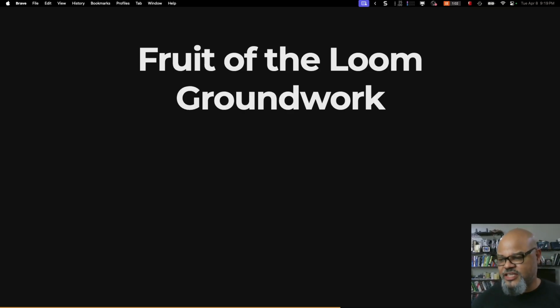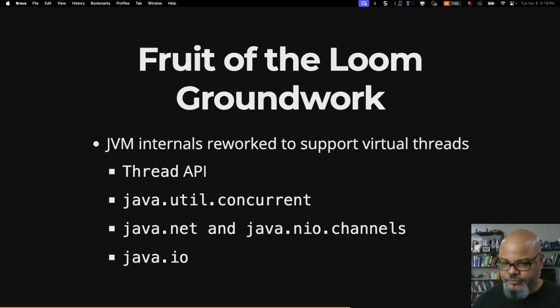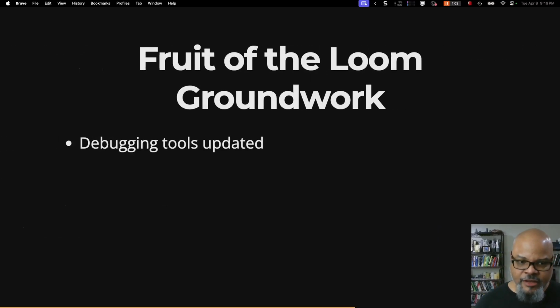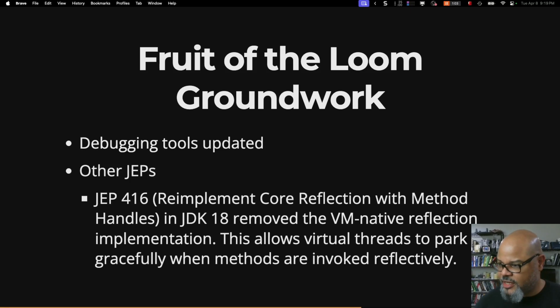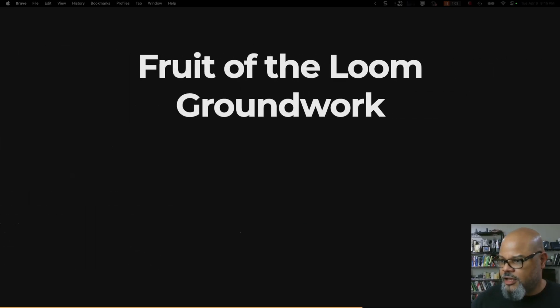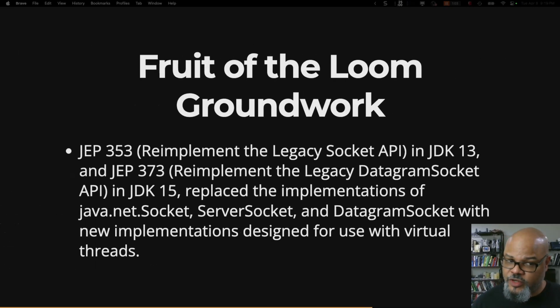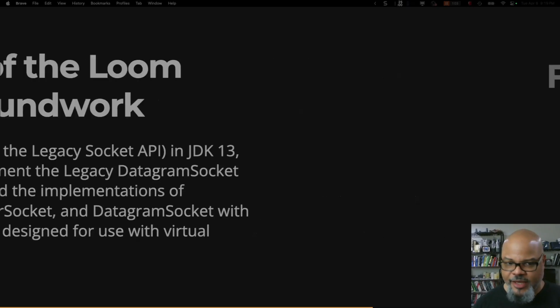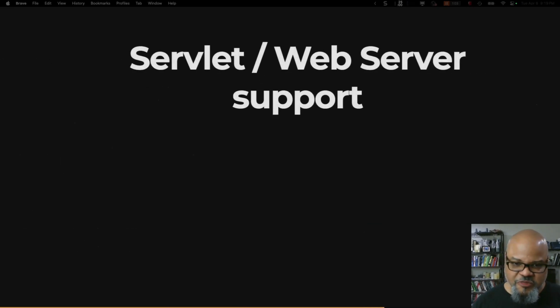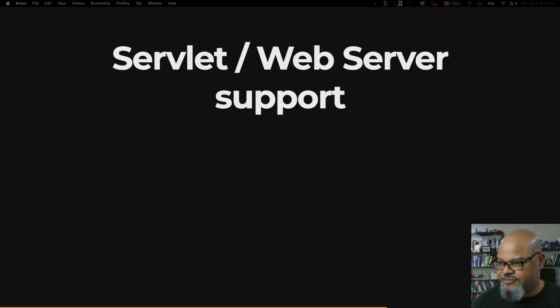So I said the project started in 2017, and between 2017 and now, all these internals have been reworked to support virtual threads. You know, the thread API, all the concurrency utilities, NIO utilities. There have been debugging tools which have been updated, other JEPs which have been updated. There have been several other JEPs which have been prerequisites for virtual threads. So JEP 353, re-implement the legacy socket API, internet address resolution SPI, etc. So there's been a lot of stuff there to lay the groundwork for virtual threads.